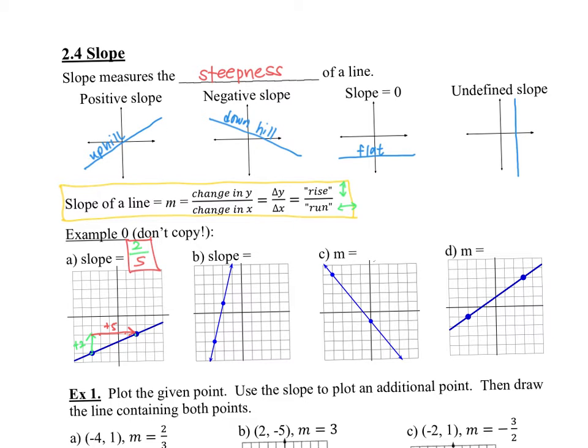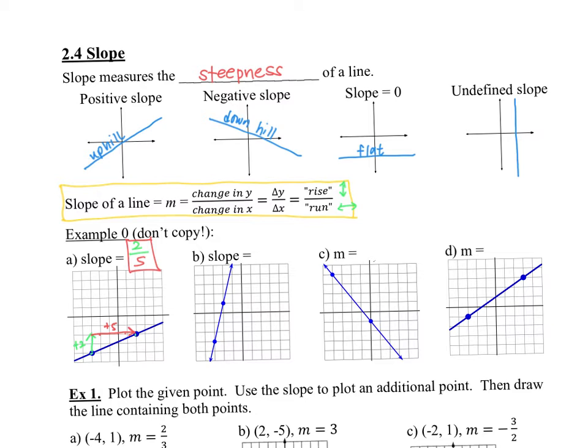I happen to get a positive answer, which makes sense because this line looks like it's going uphill from left to right. If I had started on the right point, that's okay. I would go down 2 and left 5. And that would be -2 over -5, and that would cancel to +2 over +5, so it would give me the same answer. I'm going to go ahead to the next line and measure the slope of that line.